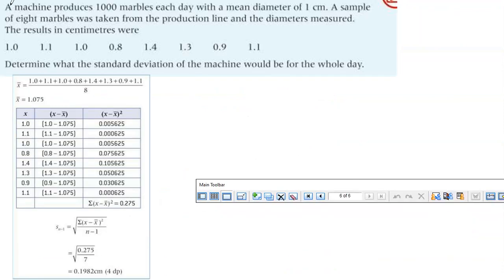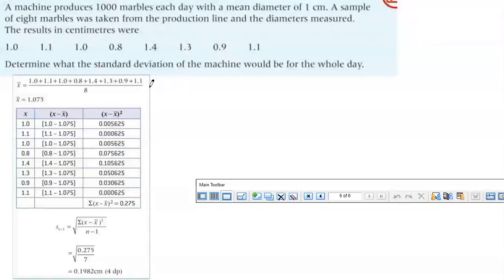So let's say a machine produces 1,000 marbles each day with a mean diameter of 1 centimeter. A sample of 8 marbles was taken from the production line, and the diameters measured, in centimeters, were these. So those are the diameters. If you see here, look, 1.1 is written twice. That's why here we don't multiply it, but look at the x bar. They just added over 8.